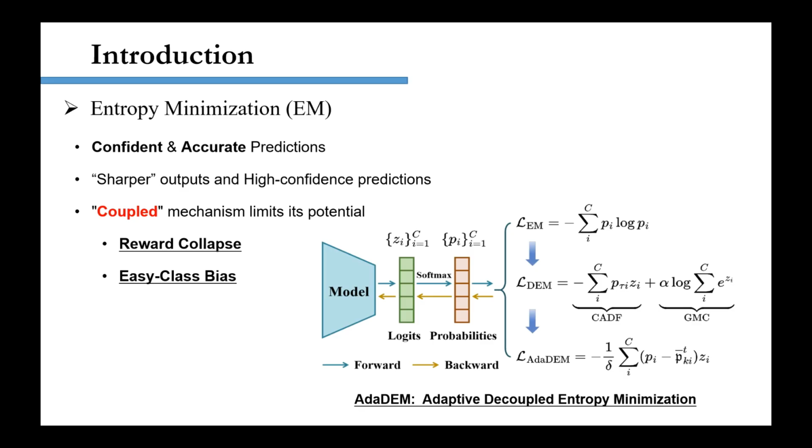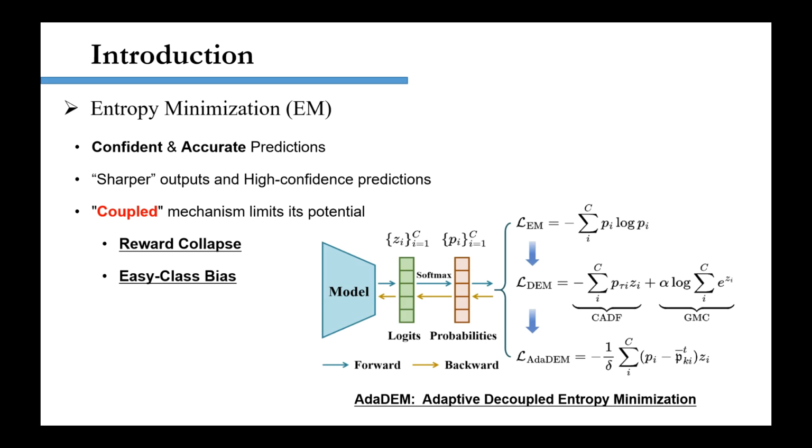One general knowledge about machine learning is that we always hope the models can provide confident and accurate predictions. Entropy minimization is one of the classic methods to achieve this goal. It encourages the model to produce sharper outputs and high-confidence predictions, which plays a vital role across various machine learning tasks. However, the classic EM method is not perfect, as its inherent coupled mechanism limits its potential.